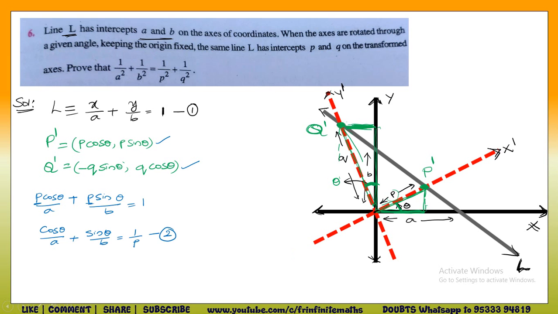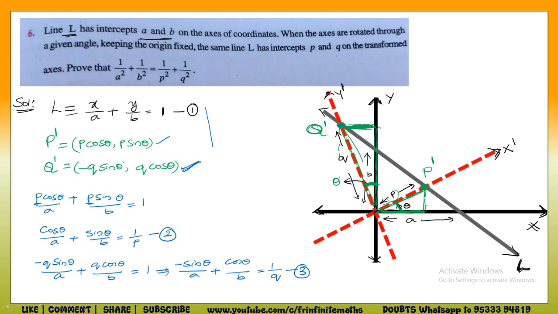The same way this point also satisfies this line equation, right? By substituting this second point in line equation number 1, what I am going to have is minus q sin theta by a plus q cos theta by b is equal to 1. Now if I do the same thing, taking q common and transposing, I can write it as minus sin theta by a plus cos theta by b is equal to 1 by q. Let this be equation number 3.